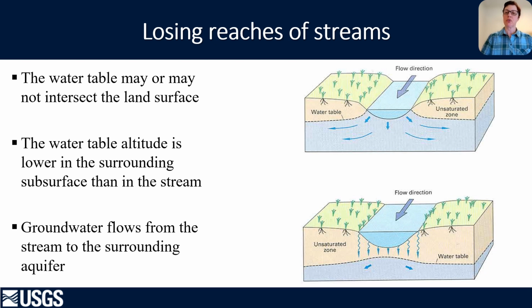In losing reaches of streams, the water table may or may not intersect the land surface, and it is at a lower altitude in the surrounding subsurface than in the stream. Groundwater flows from the stream to the surrounding aquifer. The top figure shows the case where the water table intersects the land surface only at the stream bed. The lower figure shows a disconnected stream, which might occur if the stream is underlain by a confining unit.